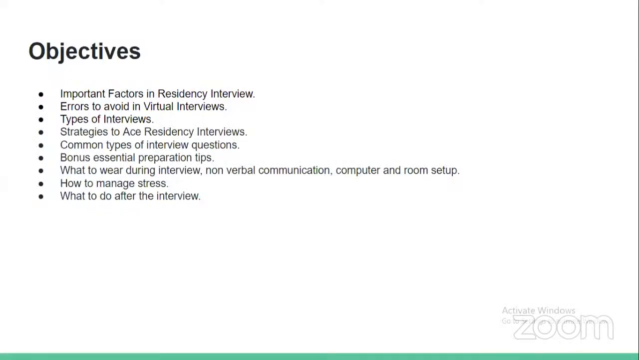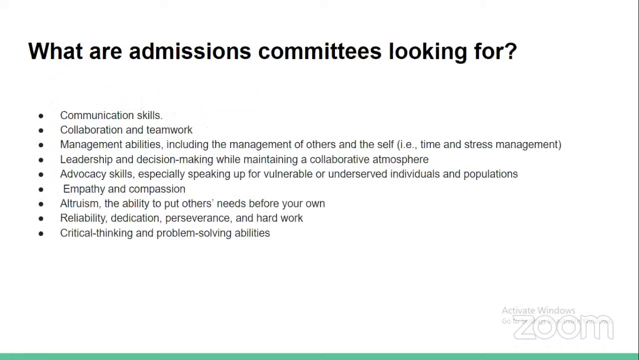So our objective for today is to know first the factors in residency interviews and the errors to avoid in virtual interviews, as well as the different types of interviews and the strategies to ace your residency interview, and the common types of questions you will get in your interview, as well as the essential preparation tips and what to do on the day of the interview, and how to manage your stress and what you have to do after.